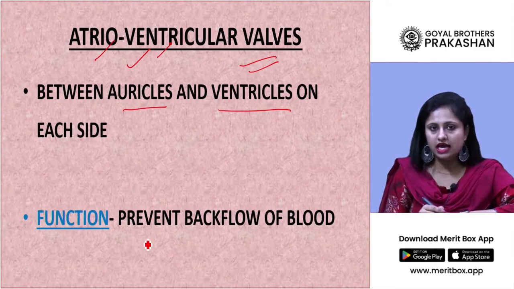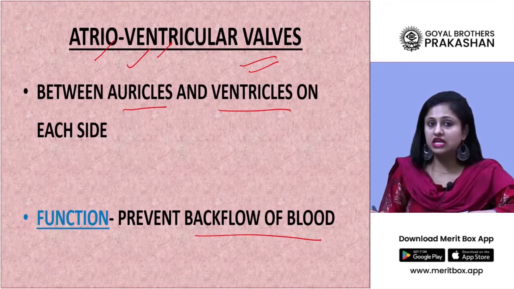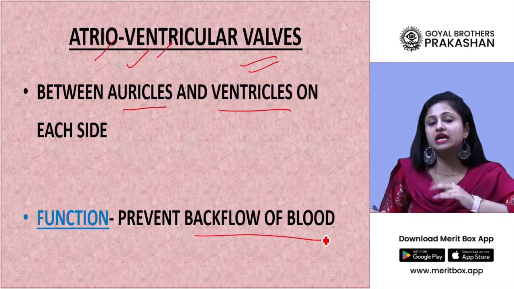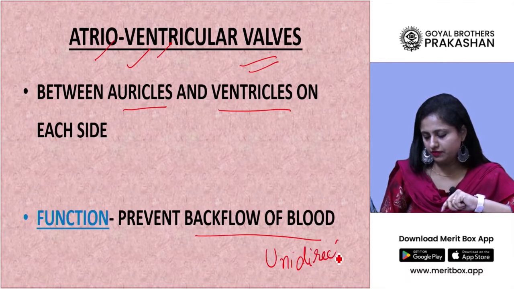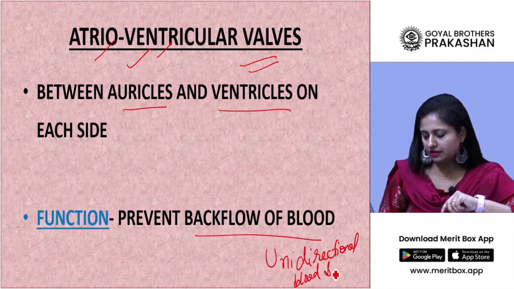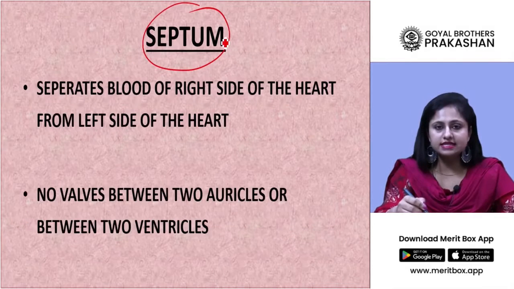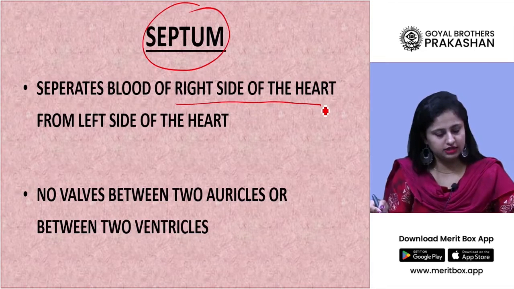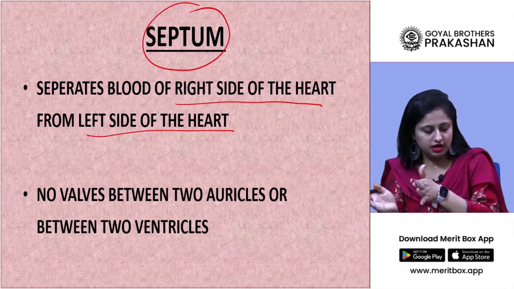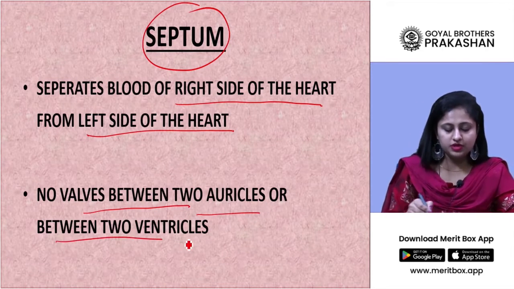These valves help in preventing the backflow of blood, or they facilitate the flow of blood in one direction, that is unidirectional blood supply, right? Next is septum. So septum separates blood of the right side of the heart from the left side of the heart, because no valves are present between 2 auricles or between 2 ventricles.